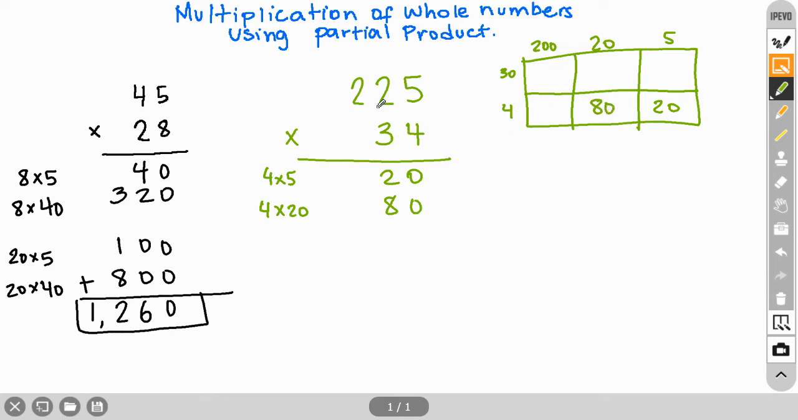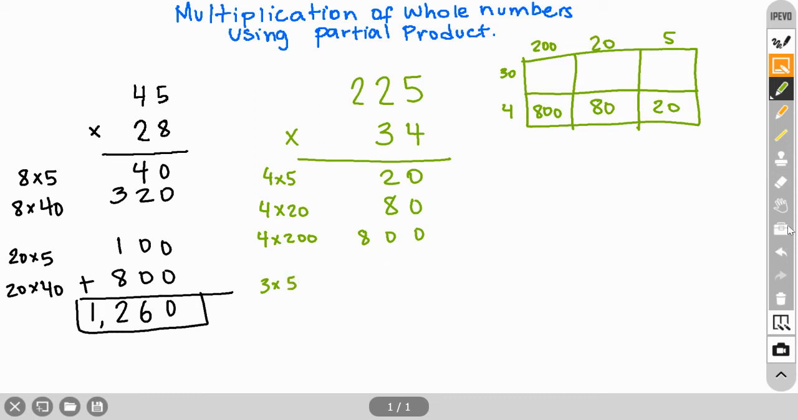And the last one is 4 times 200. This is not 20. This is not 2. It's 200. 4 times 200. So 4 times 2 equals 8, but there are 2 zeros now because it's 800. So I can even go ahead and put it over here. Now we're going to do the 3. We're going to do the 3 by 5, by 20, and by 200. So 3 times 5 equals 15.